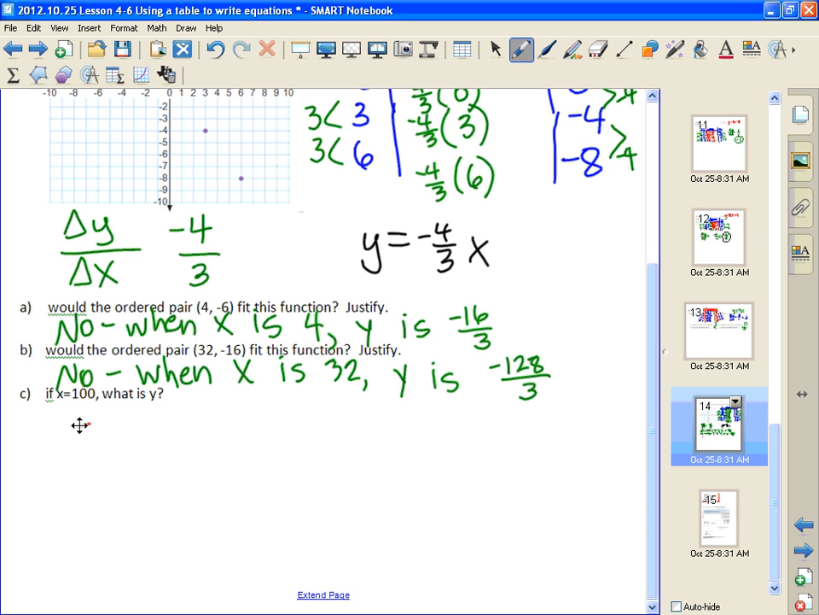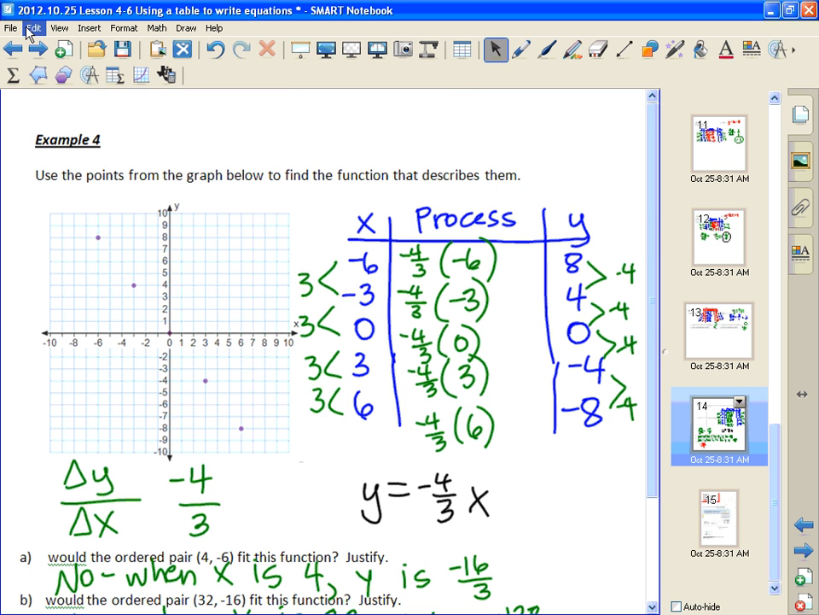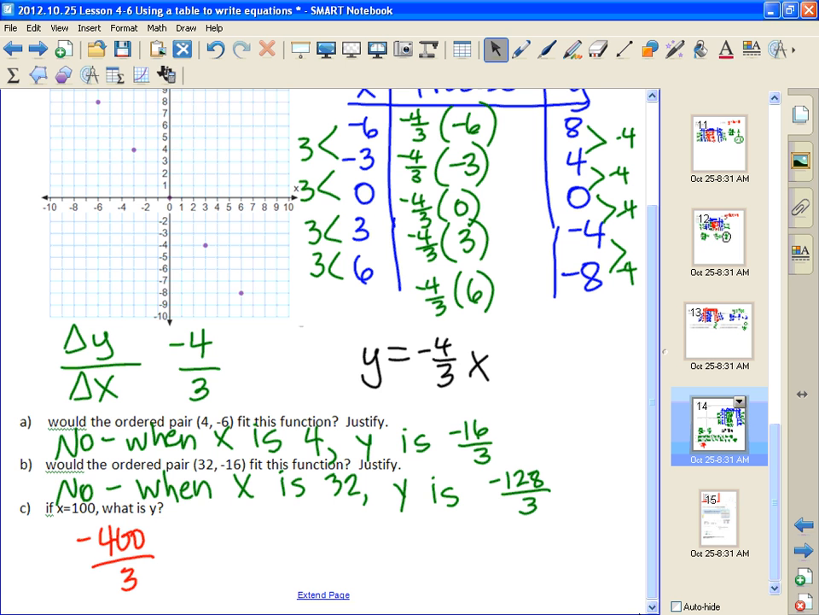Extra credit. Oh, yeah. Thank you for reminding me. Okay, we are done with the notes. There's the homework. It's only 7. Oh, you want me to go back? Okay. It's only 7 problems, I believe. 7. Okay. 4, 14, 32a, 34, 8, 20. No, it's 8. My bad. No, 7. I can't count.